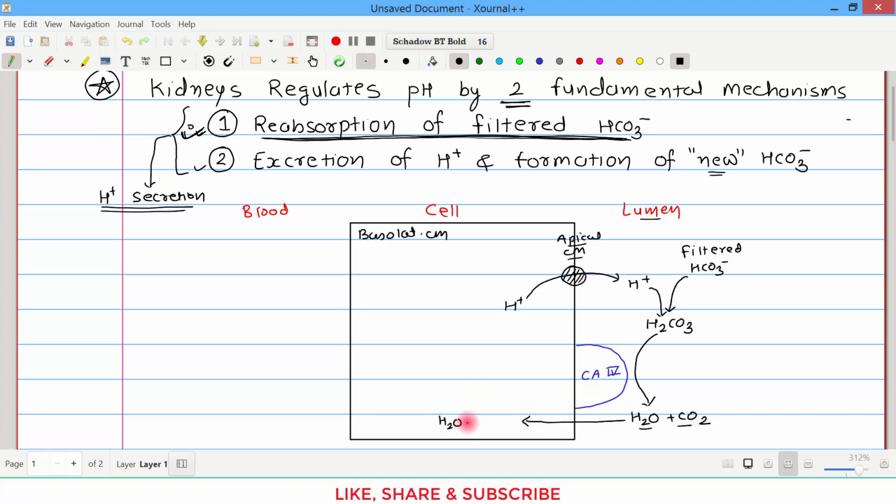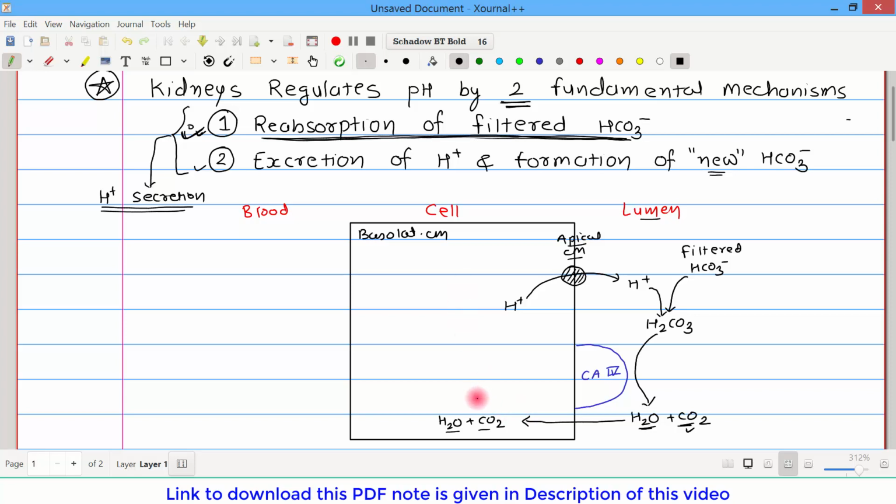So, we have H2O and carbon dioxide inside the cell. Remember, carbon dioxide is a highly diffusible molecule. Almost all the barriers in our body are crossed by carbon dioxide by simple diffusion. Right? Whereas for the water, there is a presence of aquaporin channels. So, both of them are transported inside the cell.